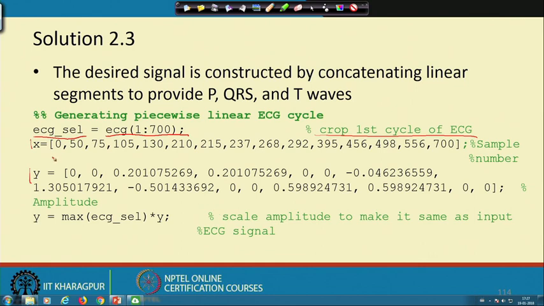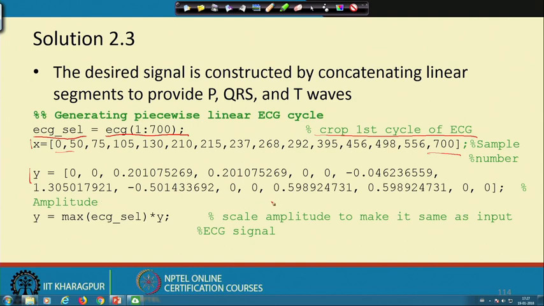So, we are getting the x in terms of the sample instances, that is varying from 0 to 700, and more or less between 0 to 50 we can represent with a straight line. Okay. 50 to 75 again with a straight line we can represent. In that way we are getting the abscissa points. Same way we get the ordinates in the y axis.